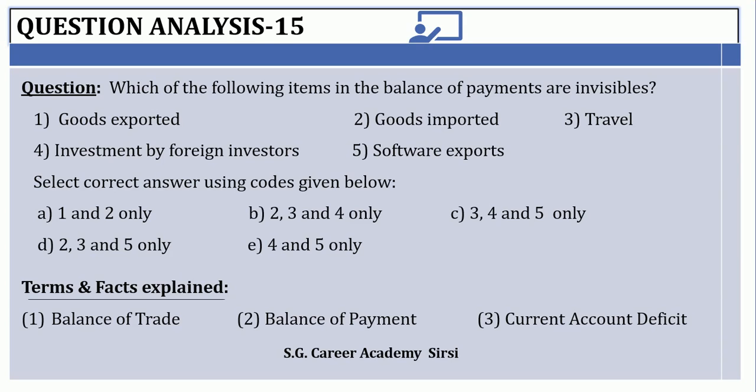Which of the following items in the balance of payments are invisibles? Options: 1. goods exported, 2. goods imported, 3. travel, 4. investment by foreign investors, 5. software exports. Select the correct answer using the codes given below: 1 and 2 only, 2, 3 and 4 only, 3, 4 and 5 only, 2, 3, 5 only, 4 and 5 only. I will tell the answer later.